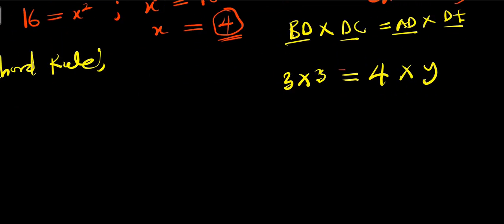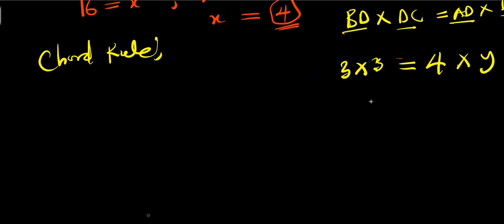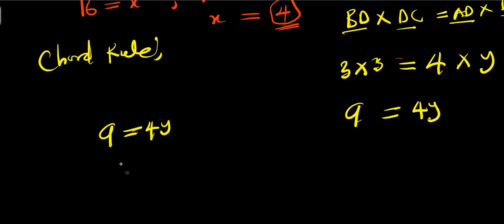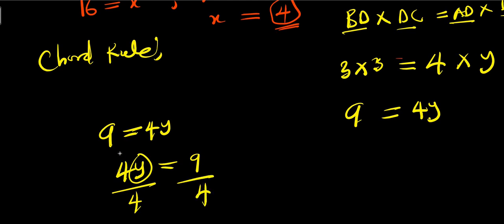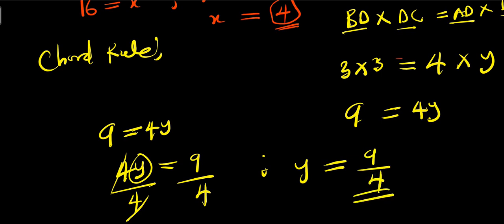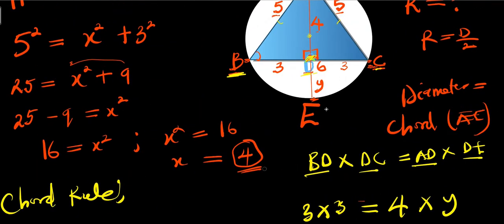All right. So from here, we have 3 times 3, this is 9, equals 4 times Y. So if you have 9 equals 4Y, that means 4Y equals 9. You can isolate Y, divide this by 4, divide this by 4, 4 eliminates 4, then you have Y equals 9 over 4. This becomes our length DE.